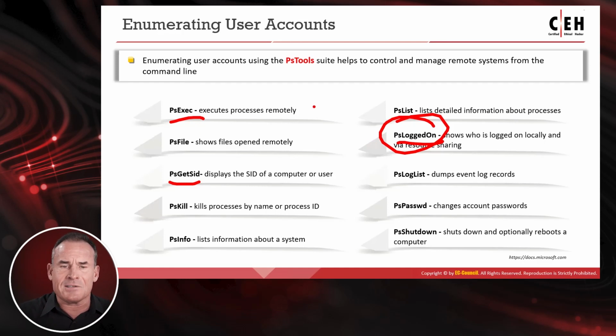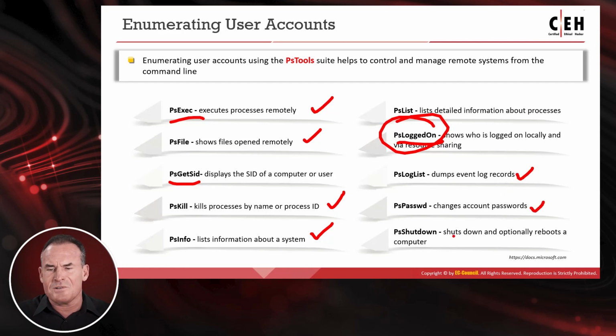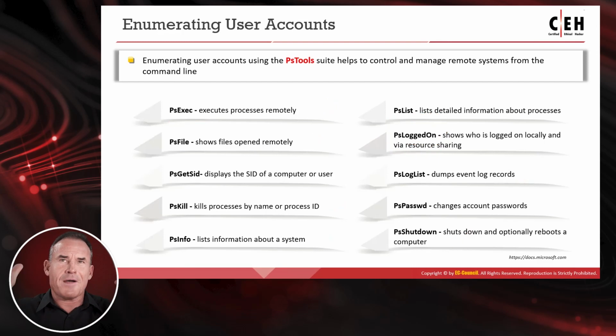PS Exec executes processes remotely, excellent. PS File shows files open remotely, excellent. PS Kill kills processes by name or process ID, excellent. PS Info lists information about a system. PS Log List dumps event log records. Others change passwords, shut down the box, list information about running processes. These are usually an alternative to a native Windows system utility on steroids. So really, really good stuff and totally free. So love the Sysinternals tools. Hail to the mighty Mark Russinovich.